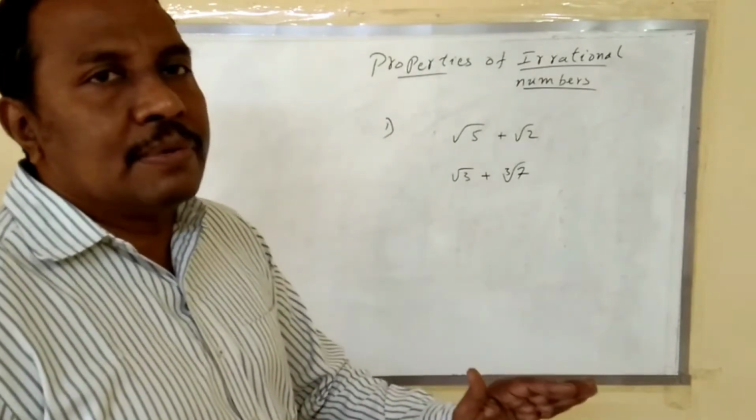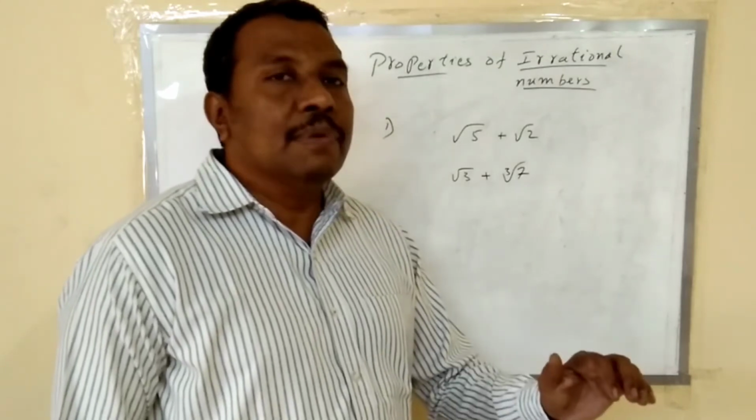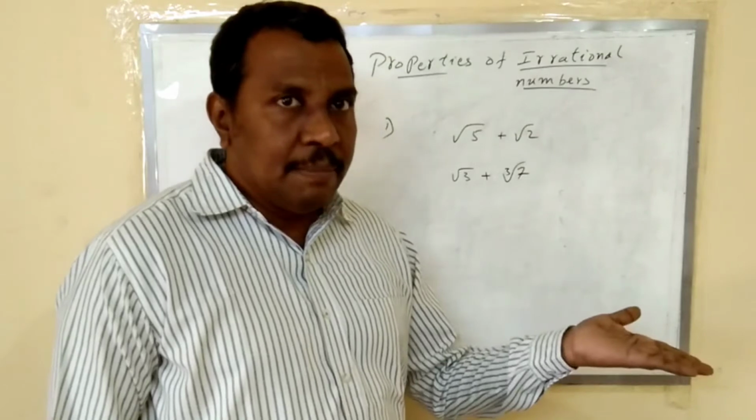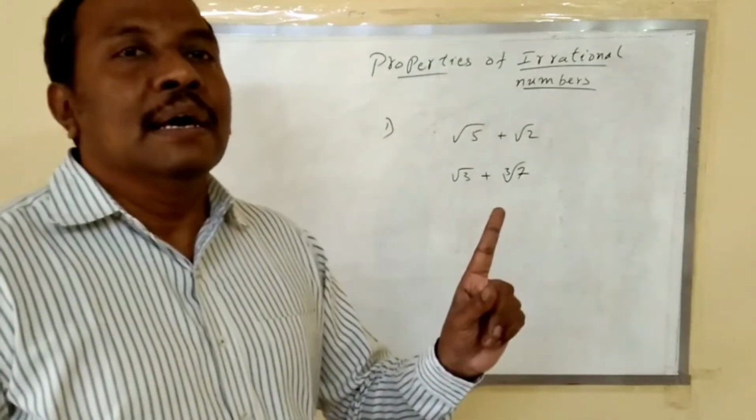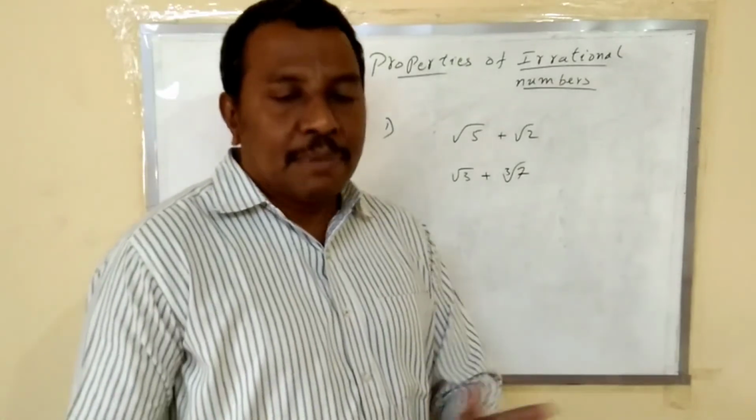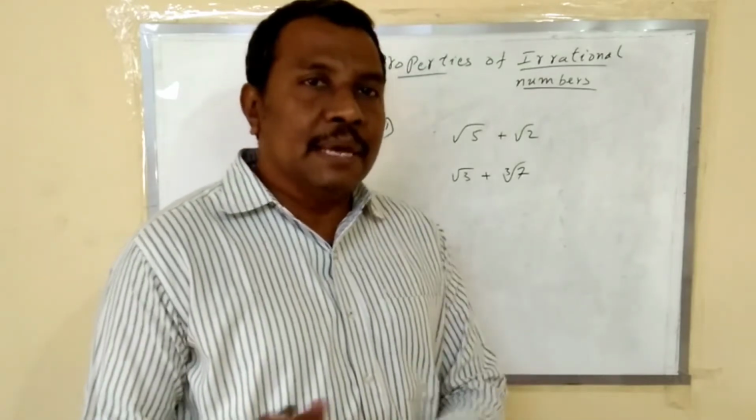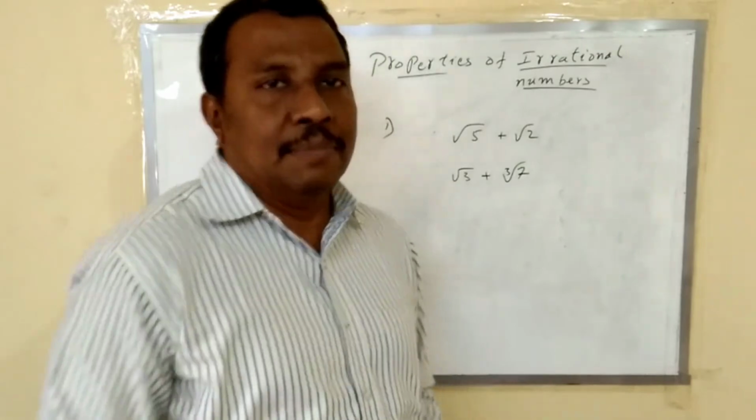So what did you confirm from this? We confirm that the sum of two irrational numbers need not be an irrational number. It may be a rational number. Sometimes you will get a rational number, sometimes you will get an irrational number. In some cases you will get a rational number, in other cases you will get an irrational number. Okay.